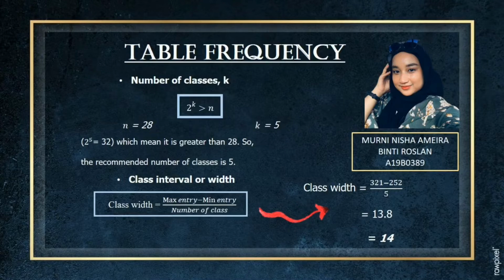Next, class interval or width. There's a formula: class width equals maximum entry minus minimum entry, divided by the number of classes. As you know, in the data given, 321 is the maximum entry and 252 is the minimum entry. So 321 minus 252 divided by 5, we will get 13.8, and we round up to 14.